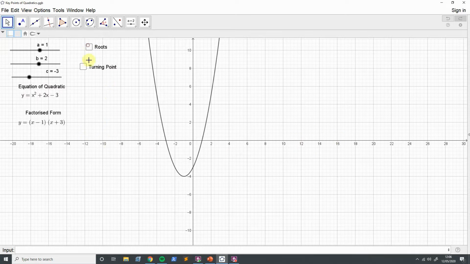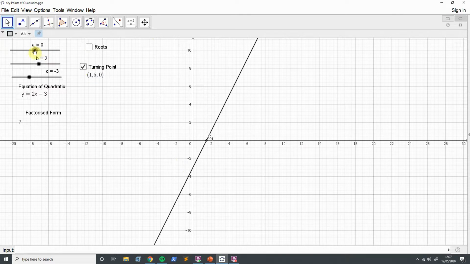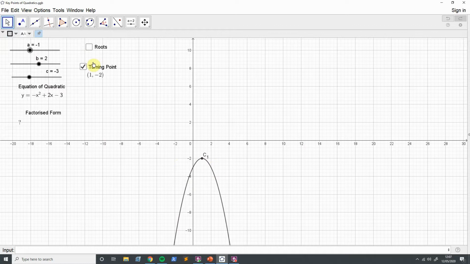And then the final bit of this is the turning point, which you could probably have figured out for yourself. It's where the graph, instead of going downhill, turns around and goes back uphill. And if we make this a negative graph, instead of going uphill, it turns around and goes downhill. So it's that coordinate where it's either its lowest point or its highest point.